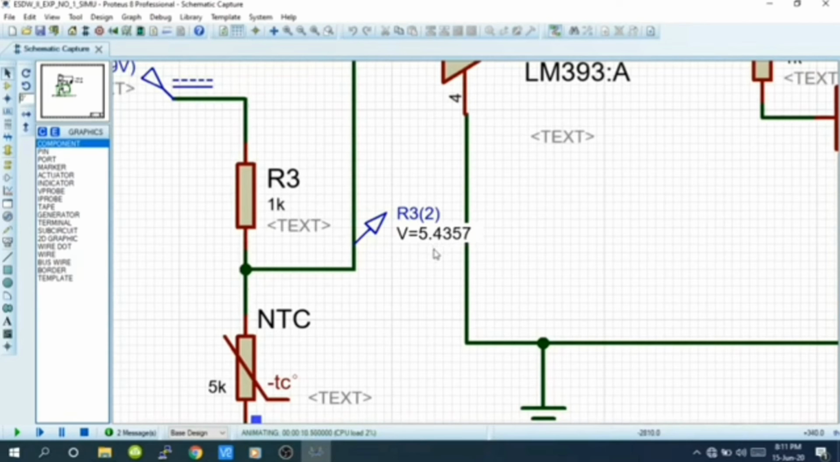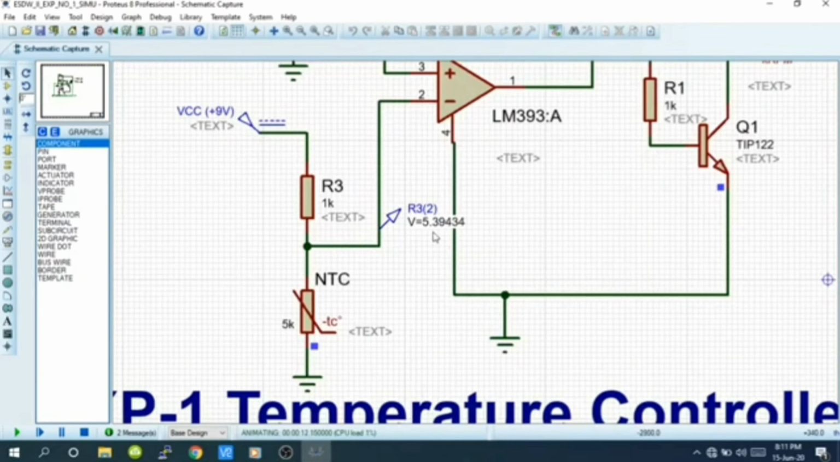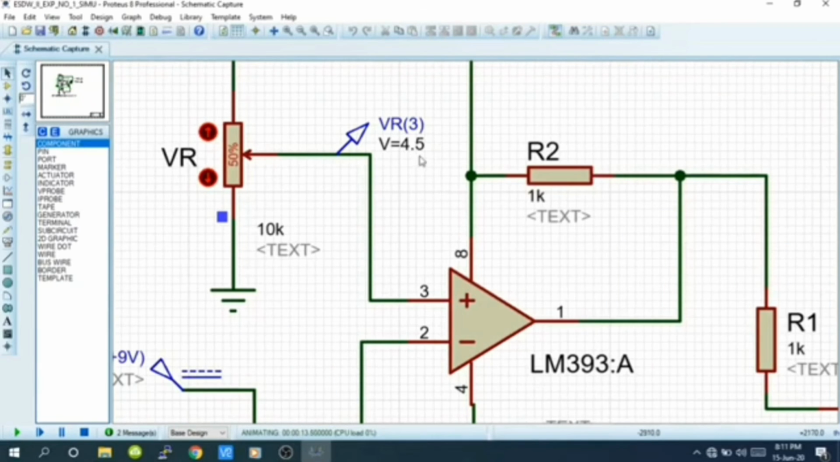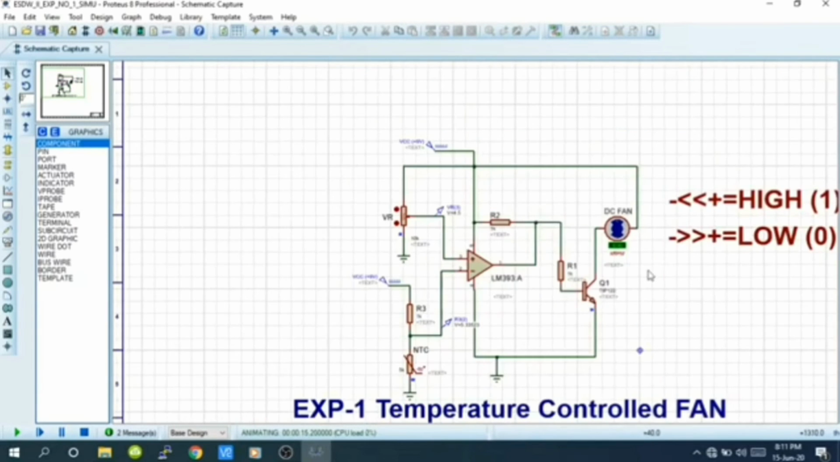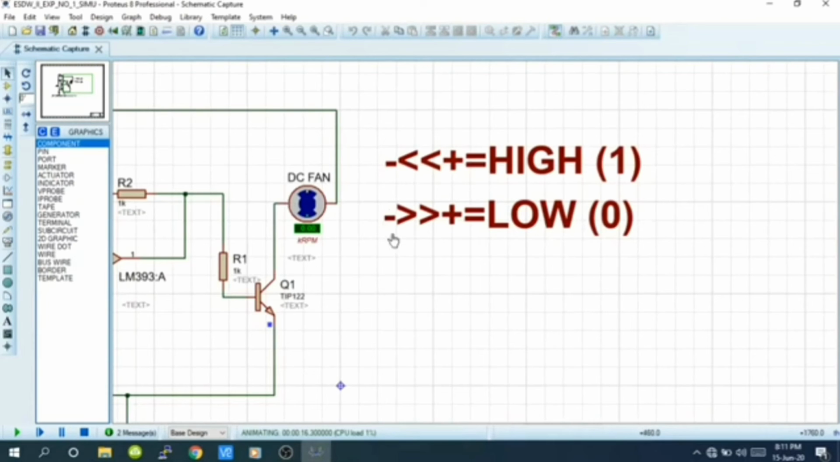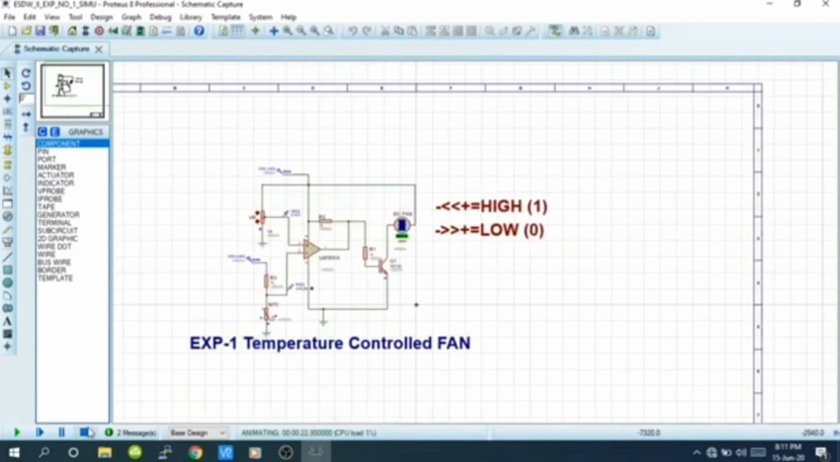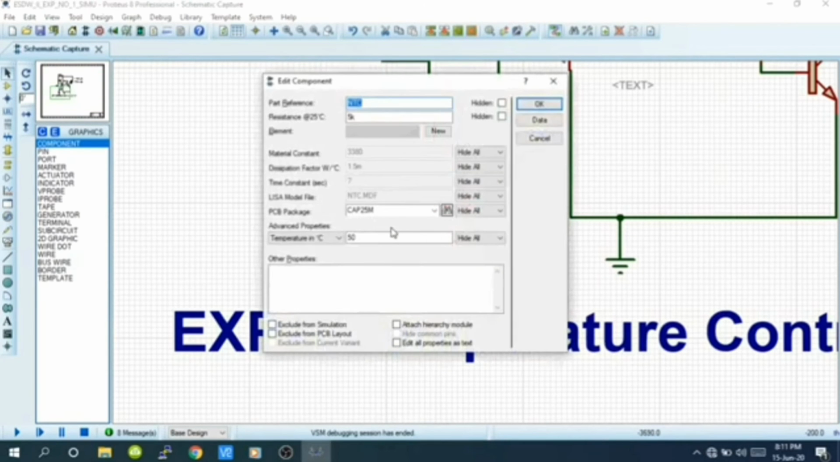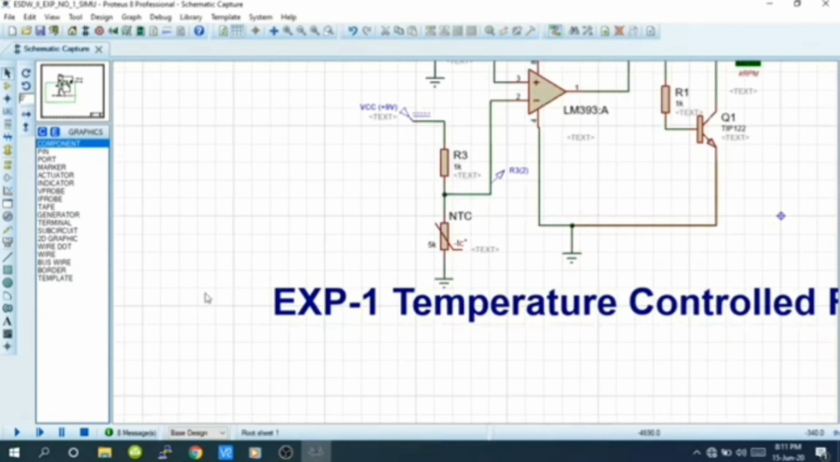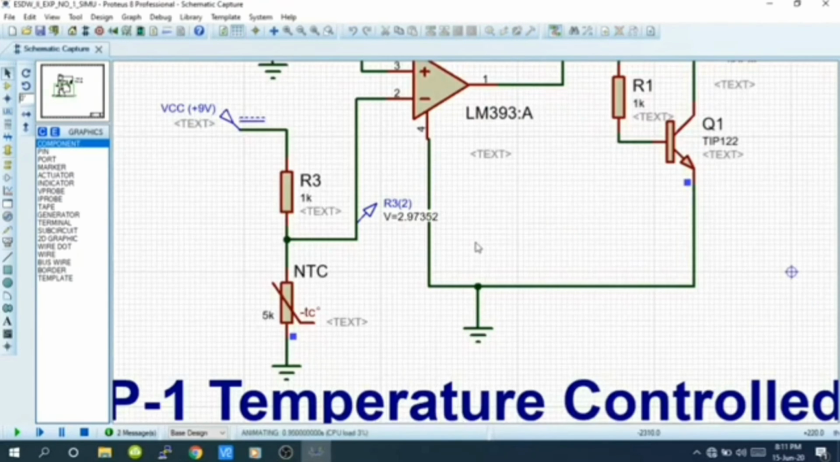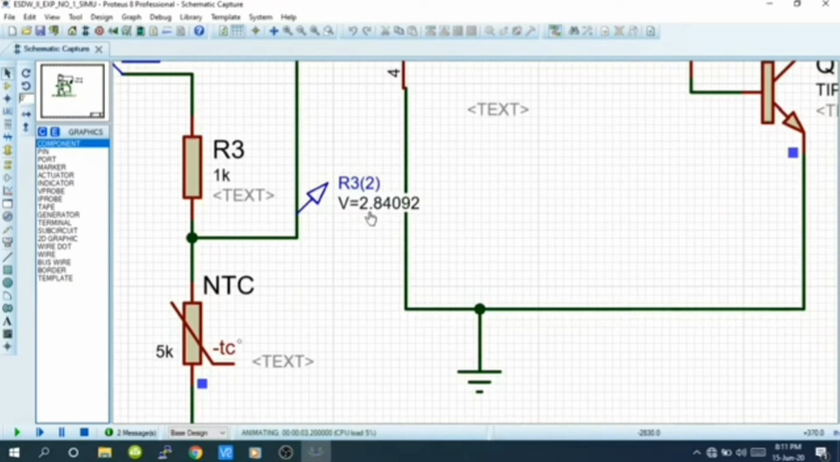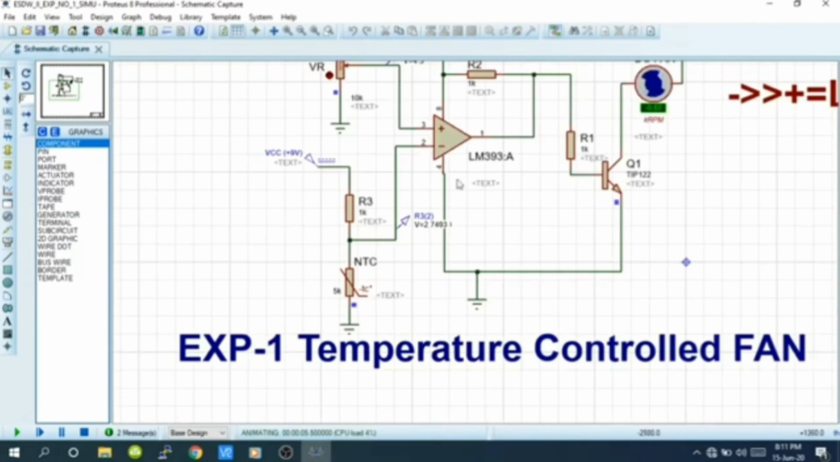This will give us a high output, turning transistor Q1 on, and it makes the DC fan run. But when the temperature level decreases, the resistance value goes on increasing. This will increase the voltage at the inverting terminal, that is pin number 2. Now if this voltage is greater than the non-inverting voltage, then we get a low output which makes transistor Q1 off, so the fan also remains off. So this is the operation of the temperature control DC fan using the operational amplifier LM393.